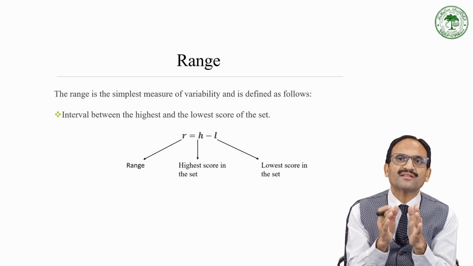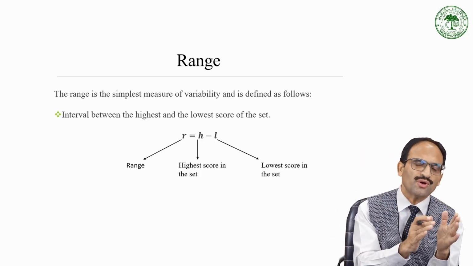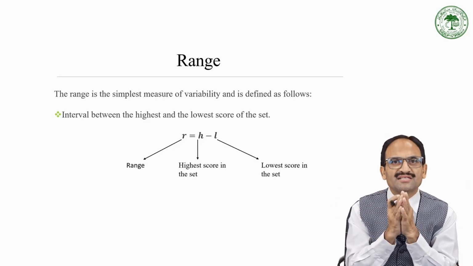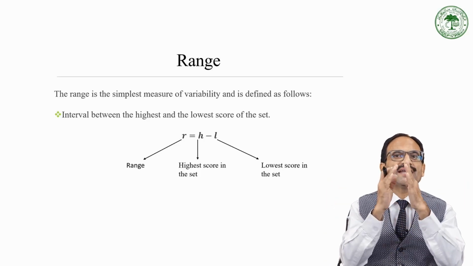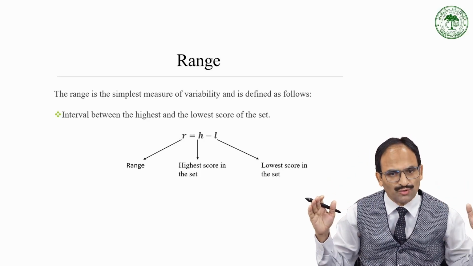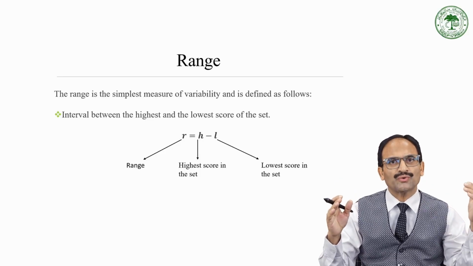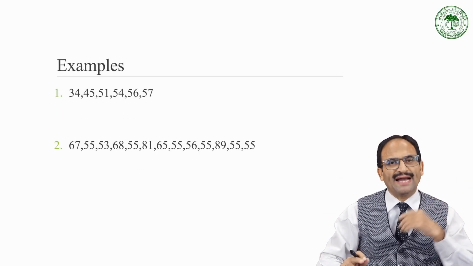So, you subtract the lowest score from the highest score and you will get the range, and this range will tell you a certain kind of variability in that group. So, how are you going to do it? Let us take an example and see.